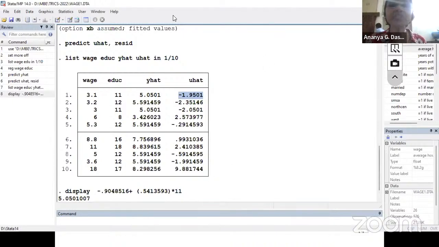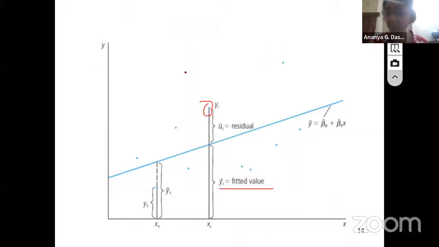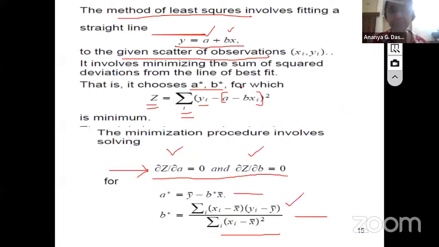And if you have any questions regarding the residuals or the predictions, anything, then I suggest that you ask the question now. Okay, then we can take it now. Otherwise, I'll proceed.